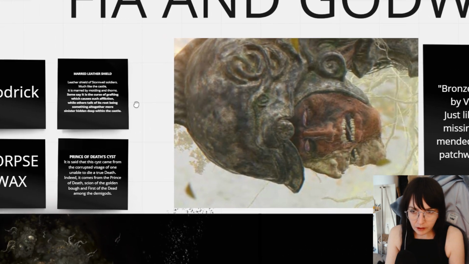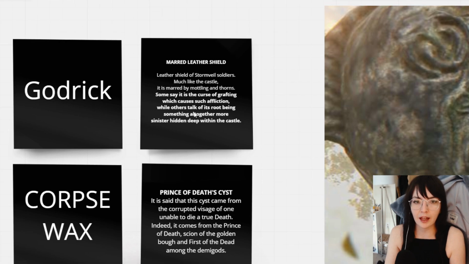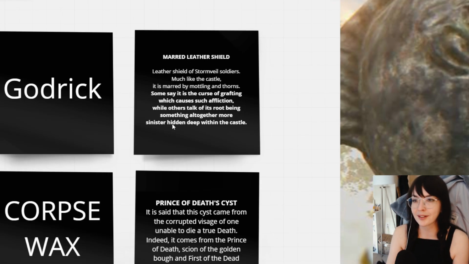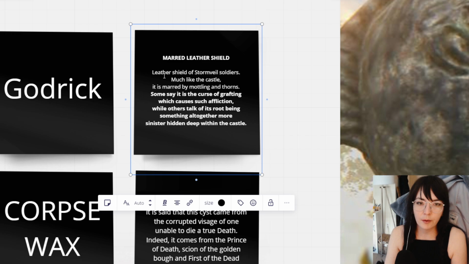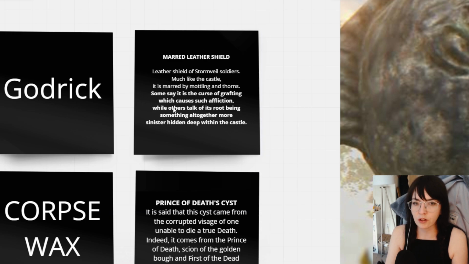So when you go to Stormveil Castle, you can actually get a marred leather shield from one of Godrick's men, and it says that some say it is the curse of grafting which causes such affliction, while others talk of its root being something all more sinister hidden deep within the castle. And it talks about the mottling and marred nature of the shield, what it looks like. It kind of looks like it has a grafting curse on it. It looks really similar to how things that are affected by death blight look. I wish I could have grabbed a picture.